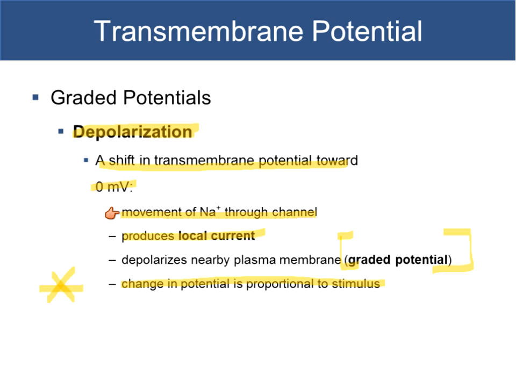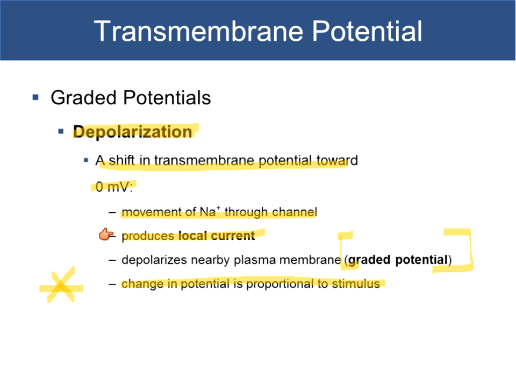Well, it could be a vibration, and we'd call that a mechanically gated channel. It could be a neurotransmitter. We call that a chemically gated channel. It could be the fact that a portion of the cell right next door changed its membrane potential, so we were able to change because we're right next door to it. So that's a voltage-gated channel.